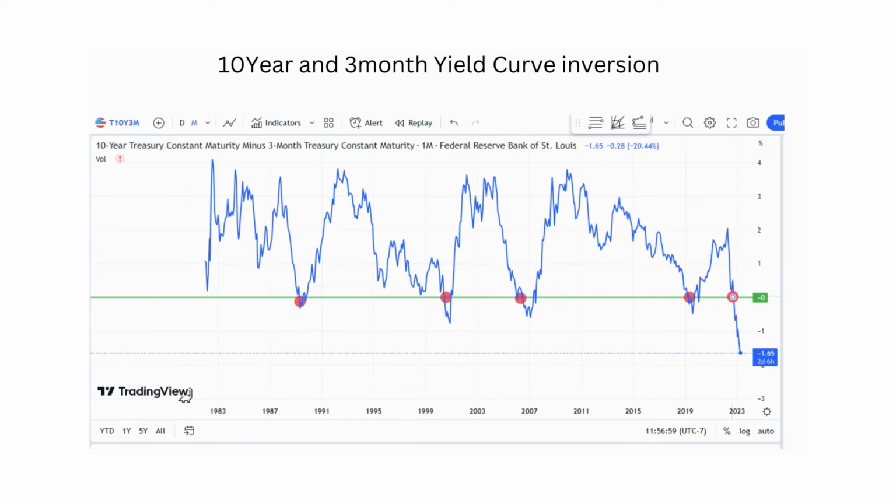Similarly, banks are making a loss on the 10-year and 3-month. This is also right now at minus 1.65. In history, whenever it went below zero, either there was a recession or some crisis happened.